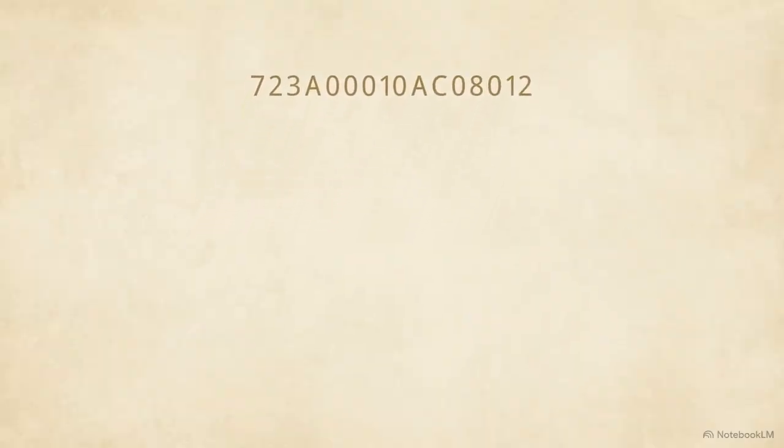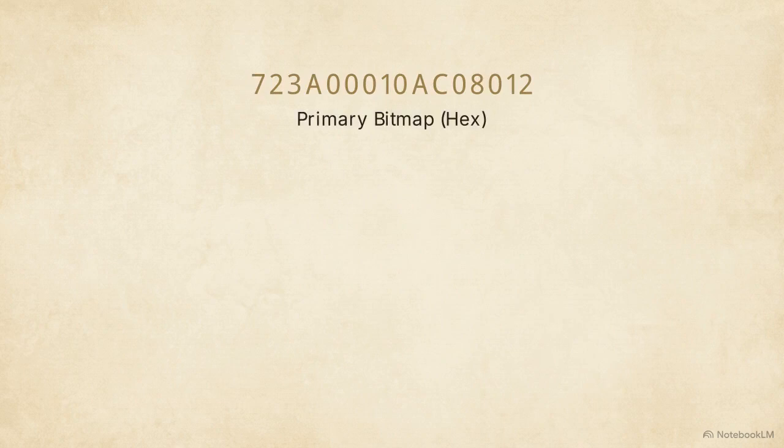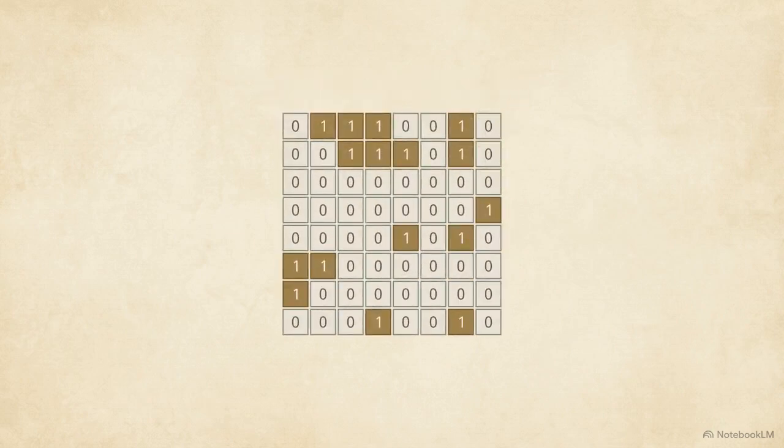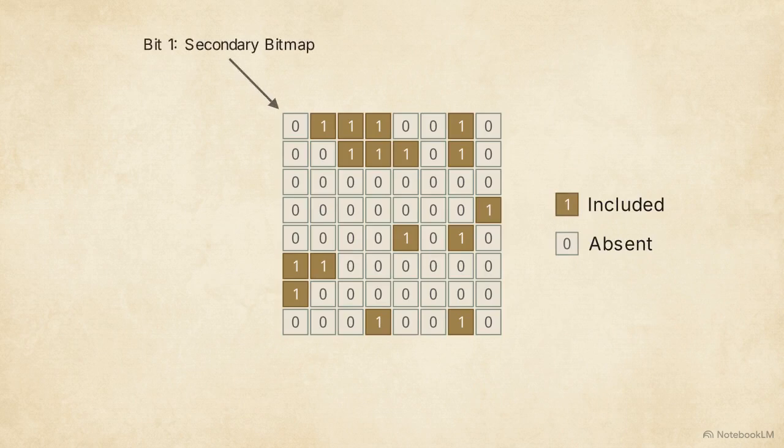This diagram isolates the 16 characters immediately following the MTI. This string is the primary bitmap. This 16-character string is the protocol's engine, but in hex, it's unreadable. The first mechanical step in C# is converting it into a 64-bit binary sequence. We map those characters into a strict grid of 64 ones and zeros. Each position corresponds to a data element. 1 is included, 0 absent.